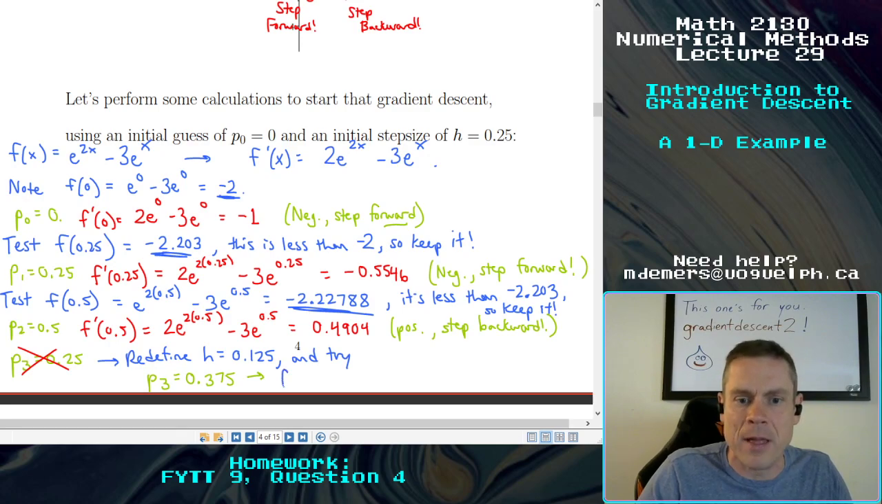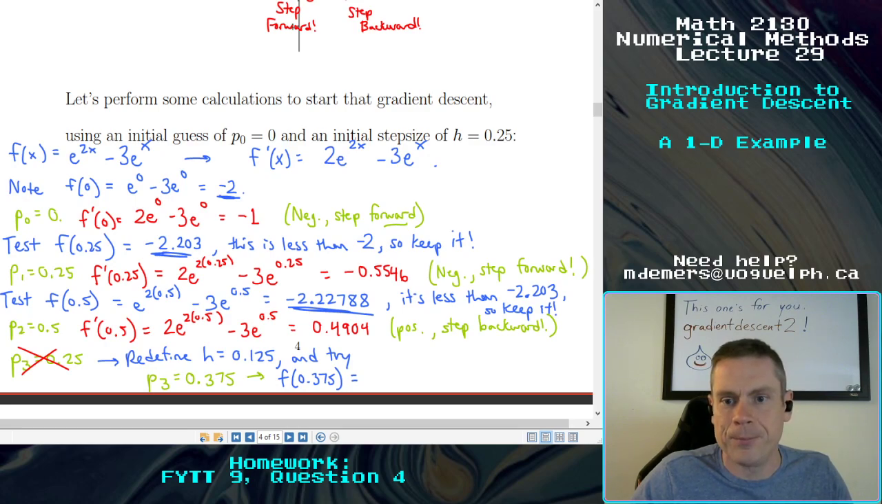So that's okay. f of 0.375 equals. I didn't do this one in advance, so I'm going to do it right here. 0.375. I need to multiply that by 2, exponentiate that, and then I need to subtract 3 times 0.375 exponentiated as well. And so we end up with negative 0.130. That can't be right.